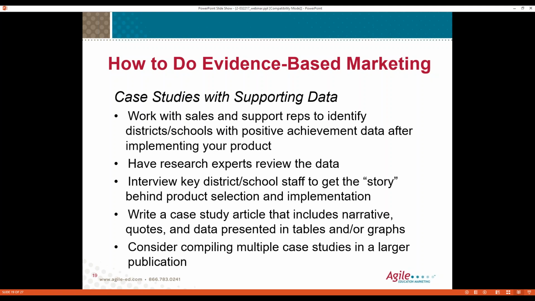And then you'll look to write a case study that combines narrative, quotes, data, and it's really useful to be able to present it both in narrative form and also in tables or graphs. And we also recommend considering compiling multiple case studies in a larger publication, because then it might allow you to draw some broader positive conclusions about your product. And you might use it both ways, individual case studies and also some compendium as well.